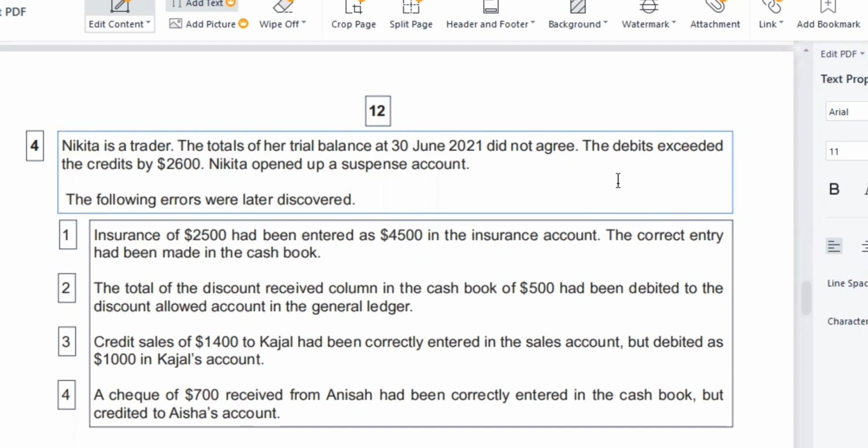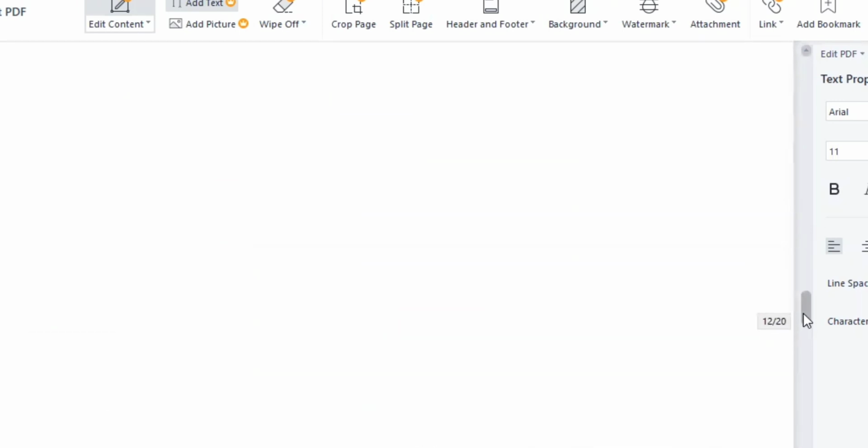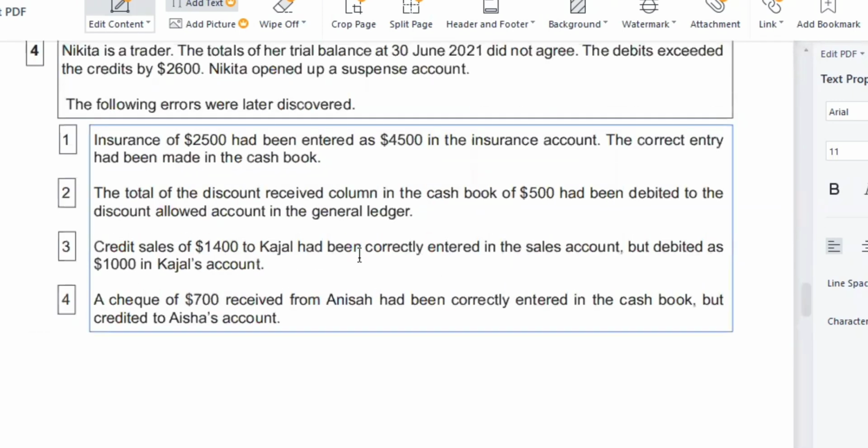Question 4 is, Nikita is a trader. The total of her trial balance at 30 June 2021 didn't agree. The debit exceeded the credit by 2600. Nikita opened up a suspense account. Prepare general entries to correct errors 1 to 4. Narratives are not required. So error 1 is insurance of 2500 has been entered as 4500 in the insurance account. The correct entry had been made in the cash book.